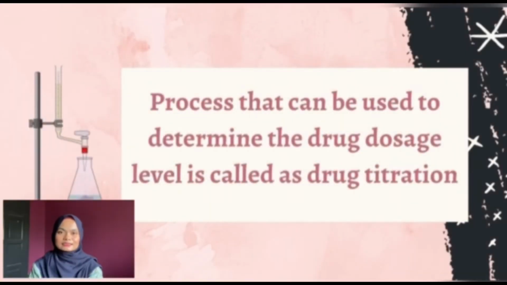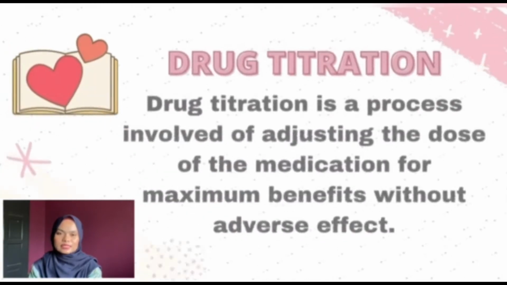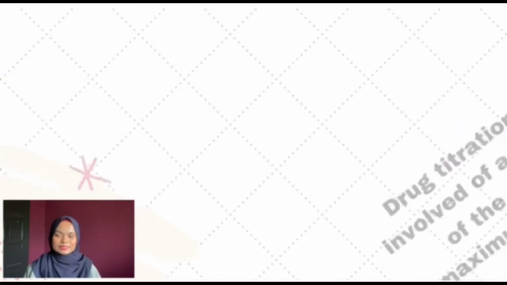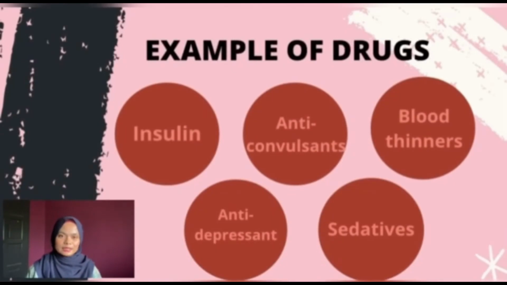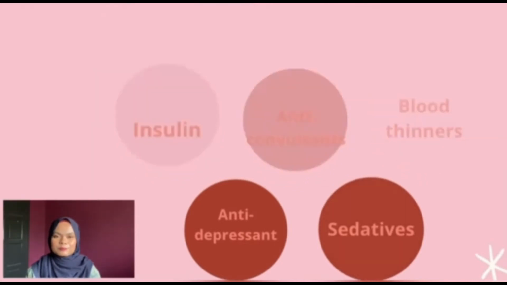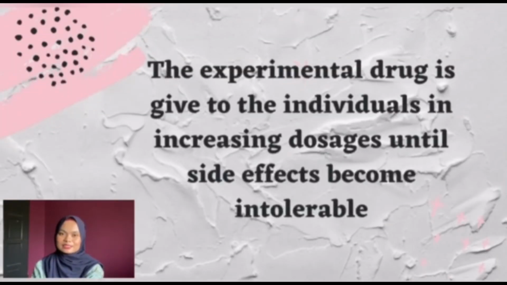The process that can be used to determine the drug dosage level is called drug titration. Drug titration is a process involving adjusting the dose of medication for maximum benefit without adverse effects. Examples of common drug types that require titration are insulin, anticonvulsants, blood thinners, antidepressants, and sedatives. The experimental drug is given to the individual in increasing dosage until the side effects become intolerable.